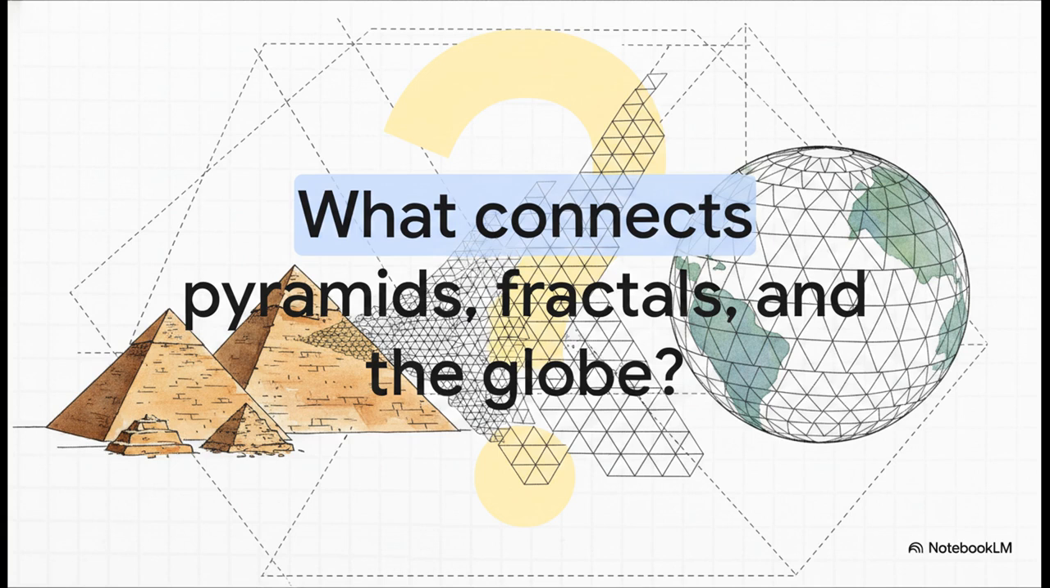I mean, how does that basic everyday shape bridge the gap between thousands of years old architectural marvels and the absolute outer limits of non-Euclidean space? Well, the answer, as we're going to see, is the equilateral triangle.